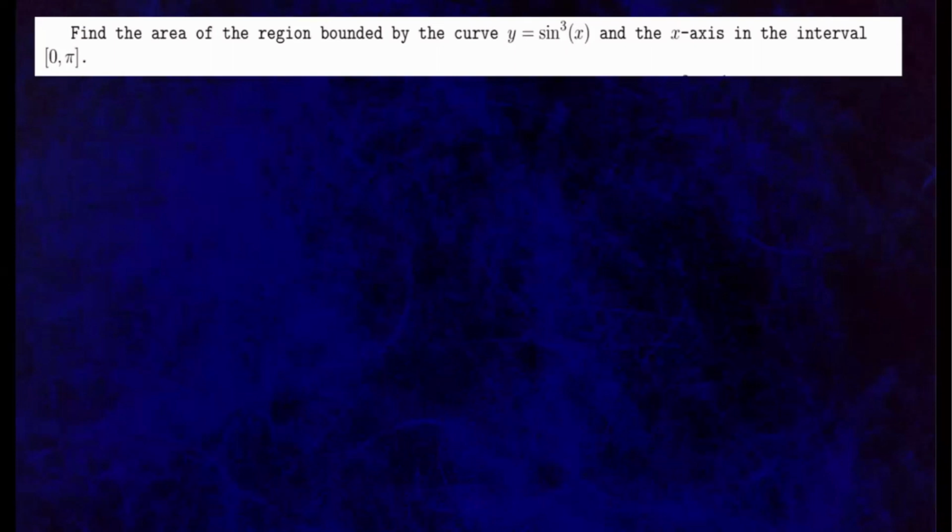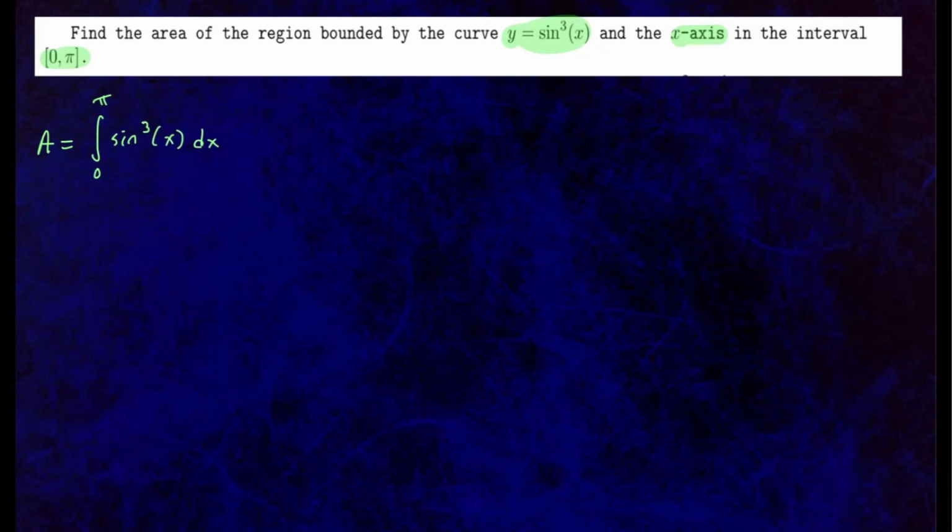We're going to find the area of the region bounded by this curve y equals sine cubed of x, and the x-axis in the interval from 0 to pi. So that means we're going to set up a definite integral. You could draw a picture to have an idea how the region looks, but it won't be necessary in this problem. So our area is going to be the definite integral from 0 to pi, because that's what we're given, of our function. This will be above the x-axis, if you look at the graph: sine cubed of x dx.